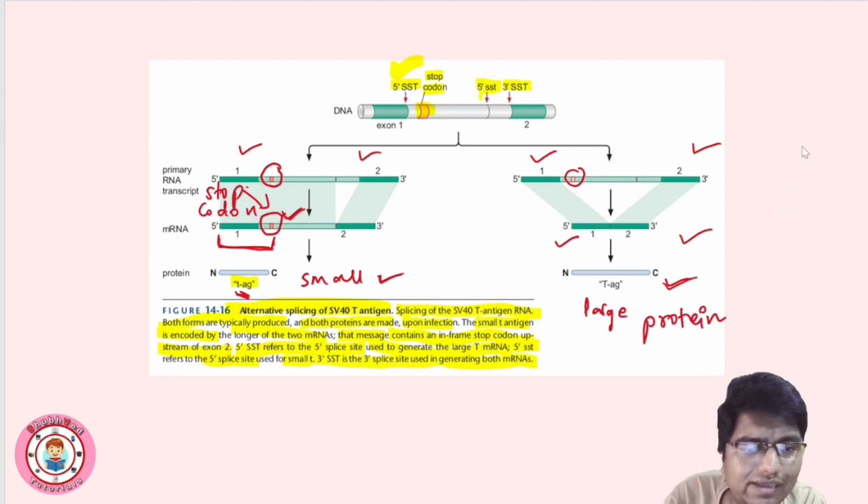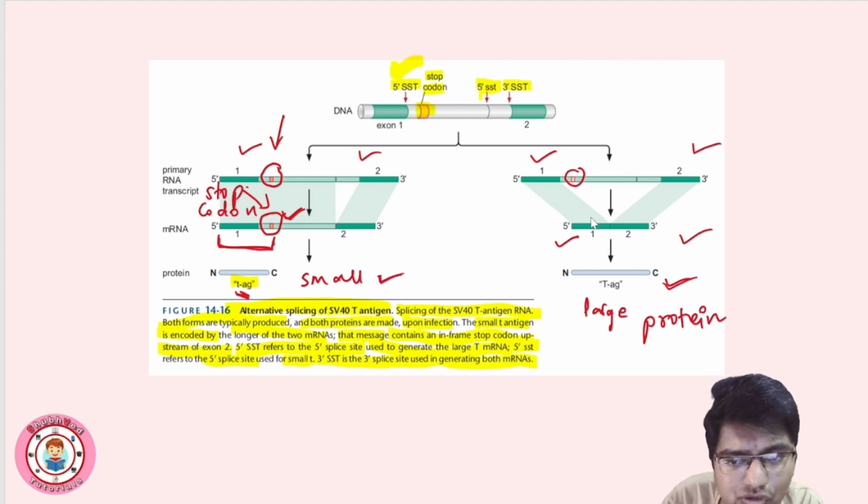But it's easy. In the first case, stop codon retained है. In the second case, there is no stop codon. Just exons are joined and the protein length is large. And here stop codon की वजह से protein length is small. Got it? You have to remember that much only.